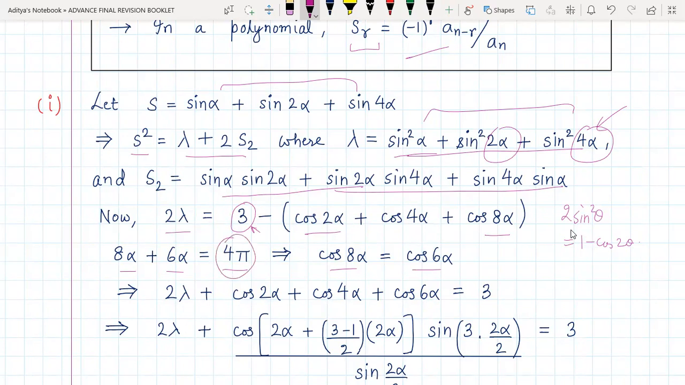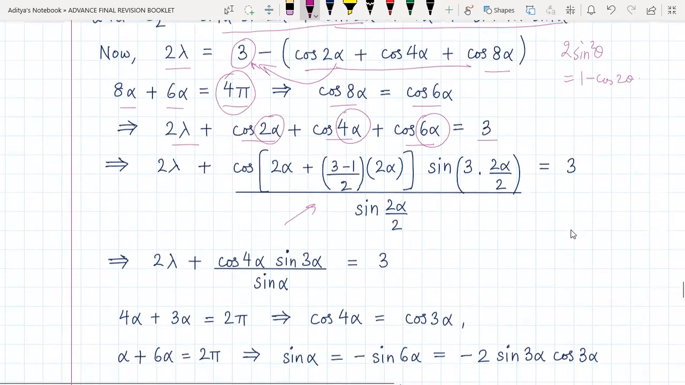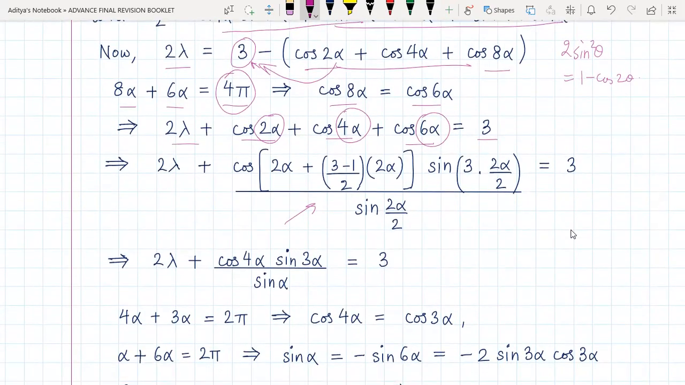Because their sum is an integral multiple of 2 pi. So what we are able to say is that, now this entire thing I am transposing to the other side, to the LHS. So 2 lambda plus cos 2 alpha plus cos 4 alpha plus cos 6 alpha is equal to 3. Now, of course, all these arguments are in arithmetic progression. So we can apply the formula that we had just seen. So on applying that and simplifying, we are able to obtain that 2 lambda plus this quantity is equal to 3.